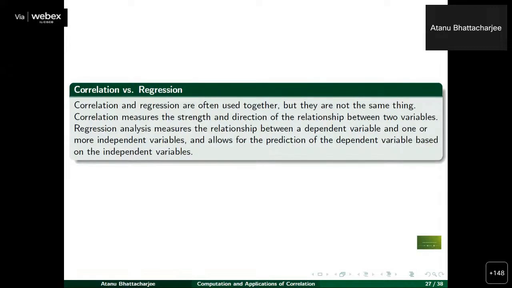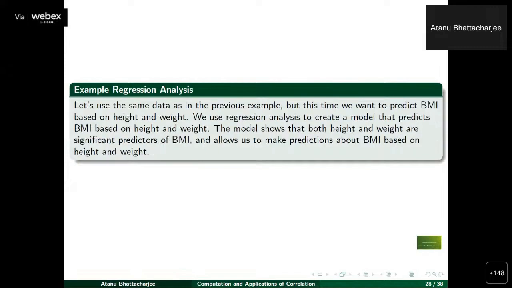Now let's talk about correlation and regression terminology. Correlation and regression are often used together. I would say that for regression analysis, one of the byproducts is the correlation, but they are not the same thing. Correlation measures the strength and direction of the relationship between two variables, whereas regression analysis measures the relationship between the dependent variable and the independent variable. It allows for the prediction of the dependent variable based on the independent variable. So if you want to explore causal relations between two variables, then regression is definitely much more useful than correlation and experiments.